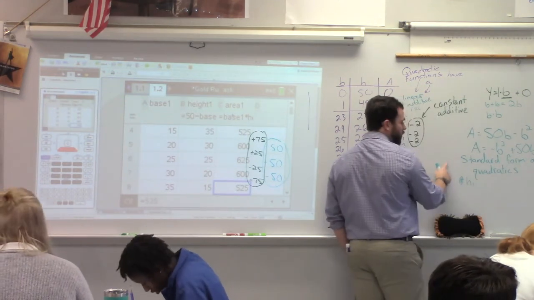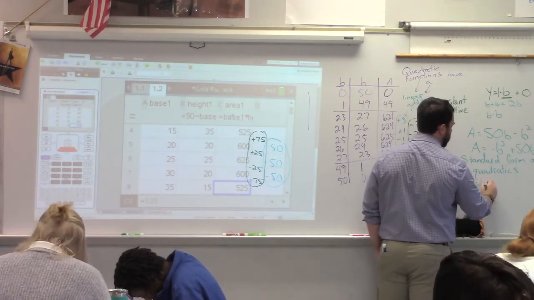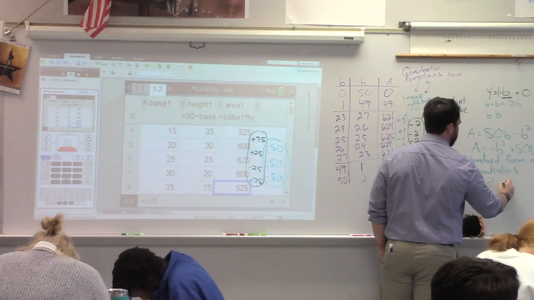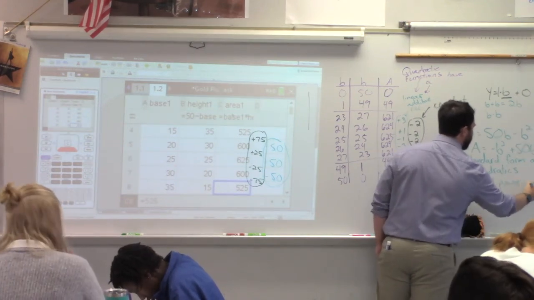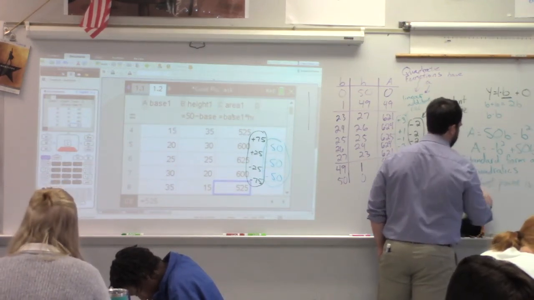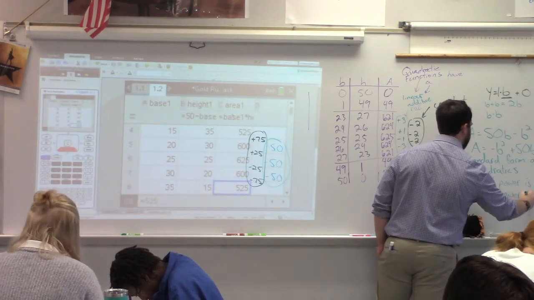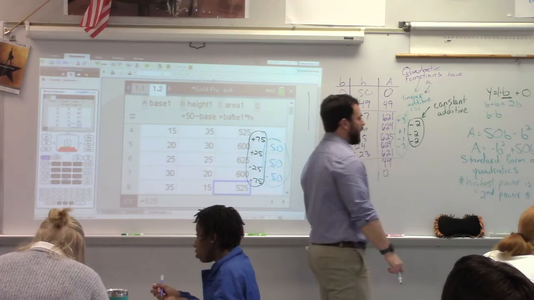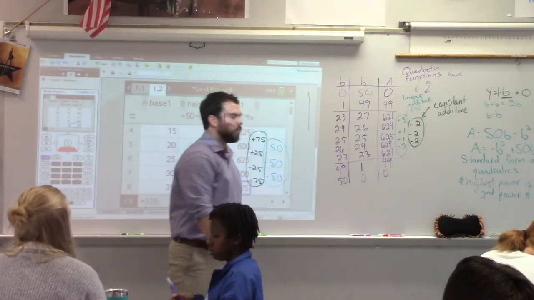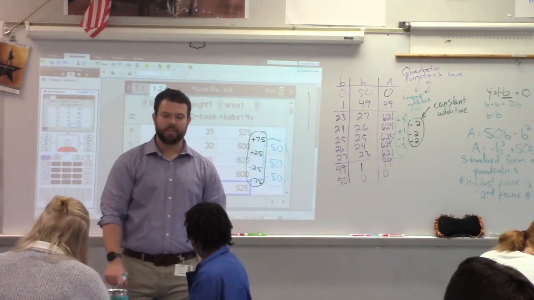So in standard form, the highest power is the second power. Okay? So when we have that standard form of quadratic, we would want to note that the highest power is the second power.